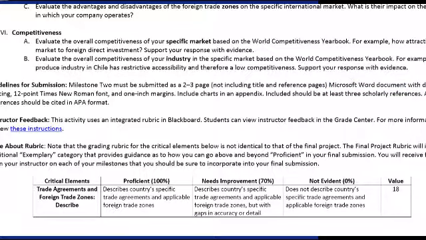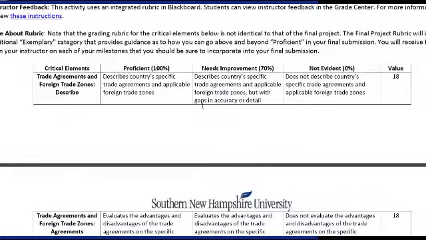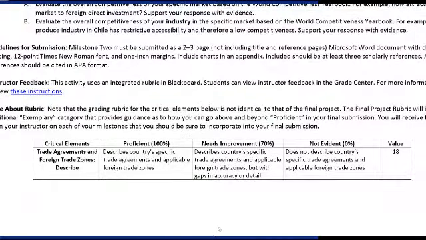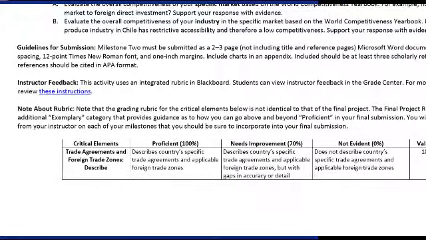It has to be double spacing, 12-point Times Roman font, and 1-inch margins. Include charts in an appendix. Included should be at least 3 scholarly references, 3 minimum. All references should be cited in APA format. Now I want to teach you something in terms of how to leverage the rubric even more.